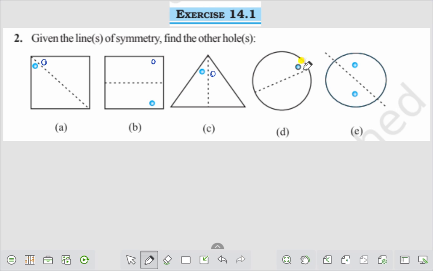Here also you see, this is the line of symmetry, one hole is here, the other hole will be at this point. Here also, this is the line of symmetry, one hole is here, therefore another hole will be here at this point, and according to this hole, the another hole will be at this point.